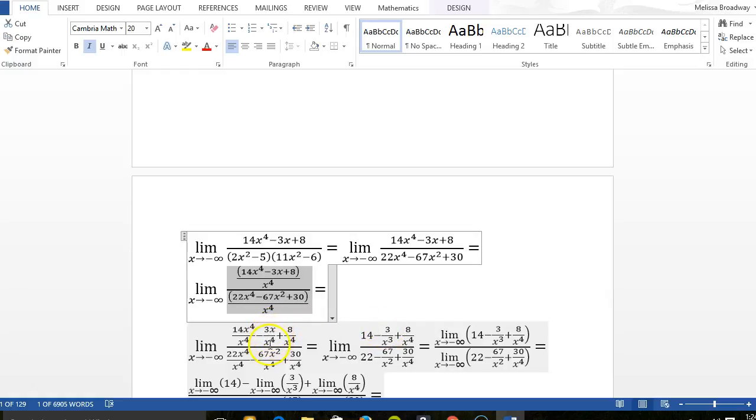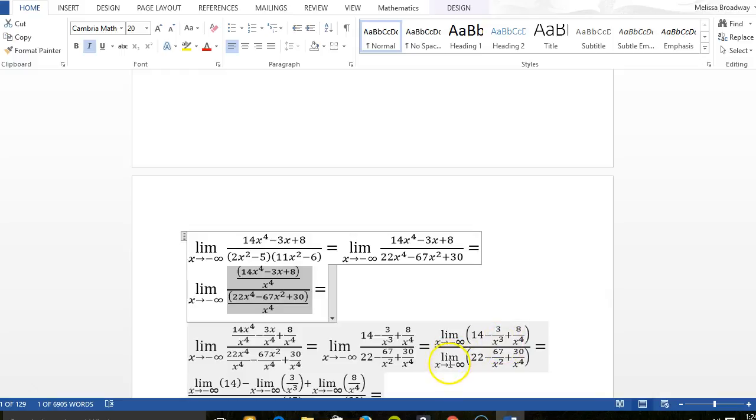This x will cancel 1 out of 4 of these x's, leaving 3 of them down here, so I get 3 over x cubed. x times x times x, 3 times, is x cubed. And then 8 over x to the fourth doesn't change. And again, the accompanying minus signs and plus signs come with it, of course.